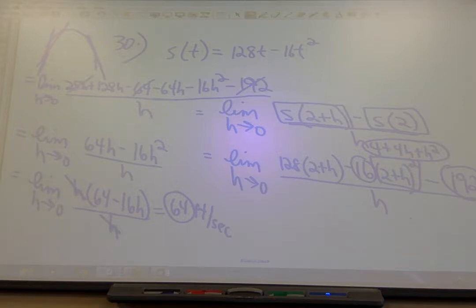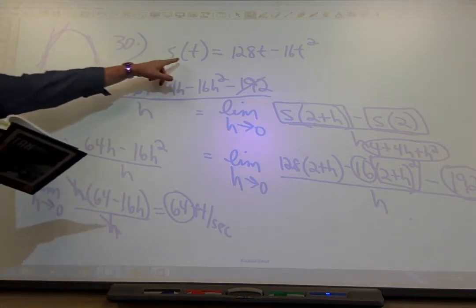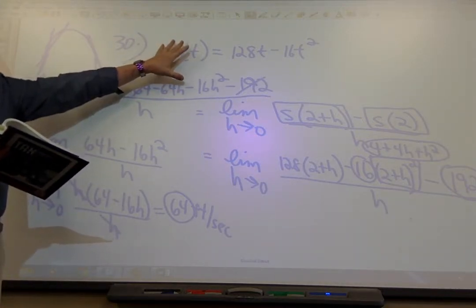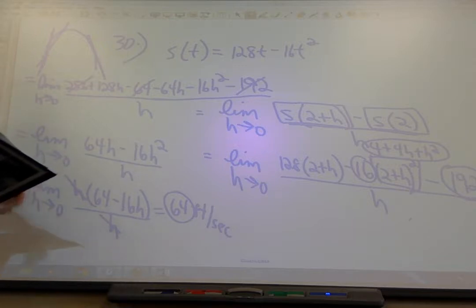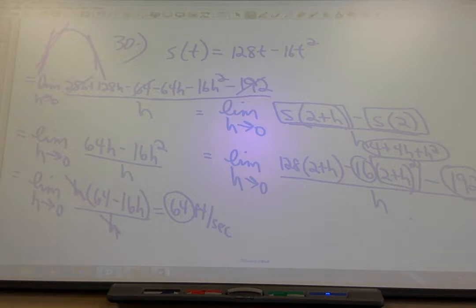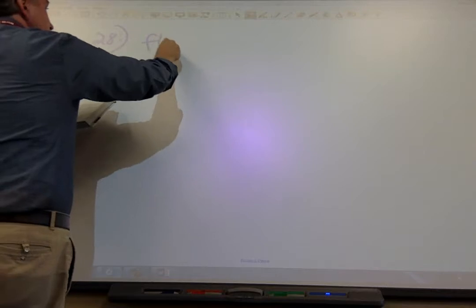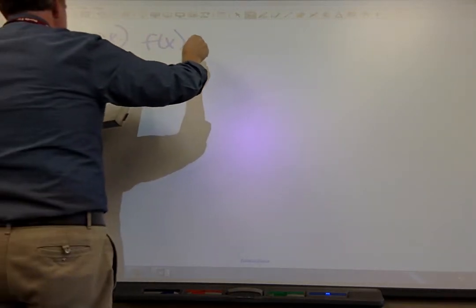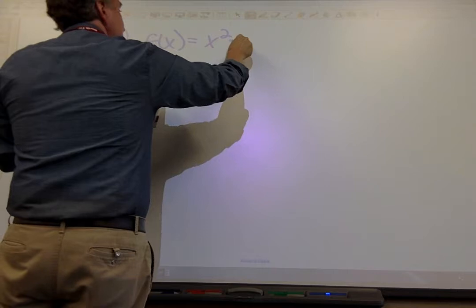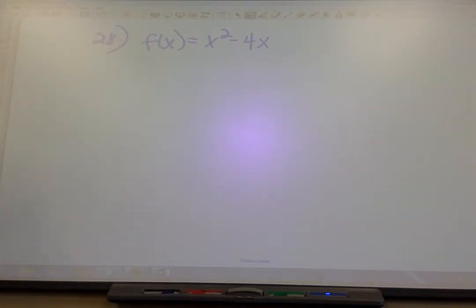What if this is not talking about distance and velocity? What if it's just a plain old function f of x? Do you see back up at 28? What if they just said, find the average rate of change or instantaneous rate of change? Let's see if we can do 28. f of x is x squared minus 4x. I like these numbers better than the 128, don't you?